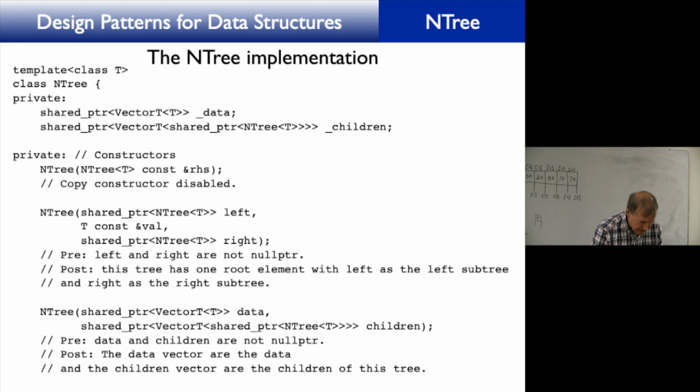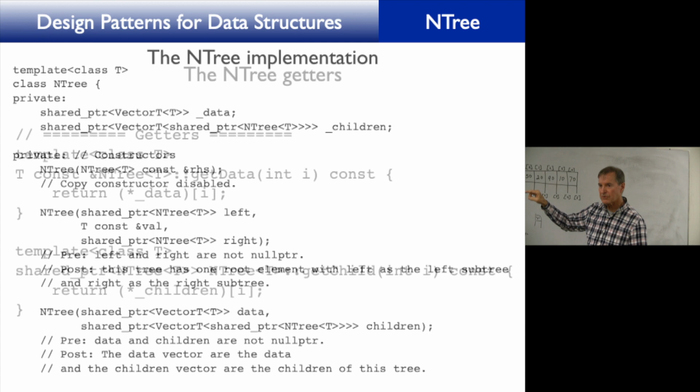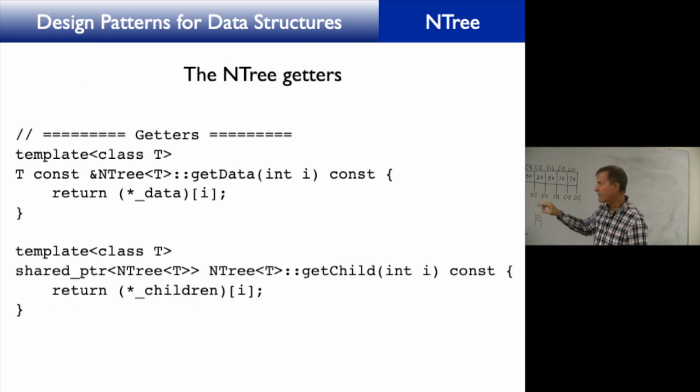Let's always go back to the NTree implementation. Look, what is underscore data? It is a pointer to a vector. That means star underscore data is a vector. It's what it points to. Are you with me? And so it's that vector sub whatever.